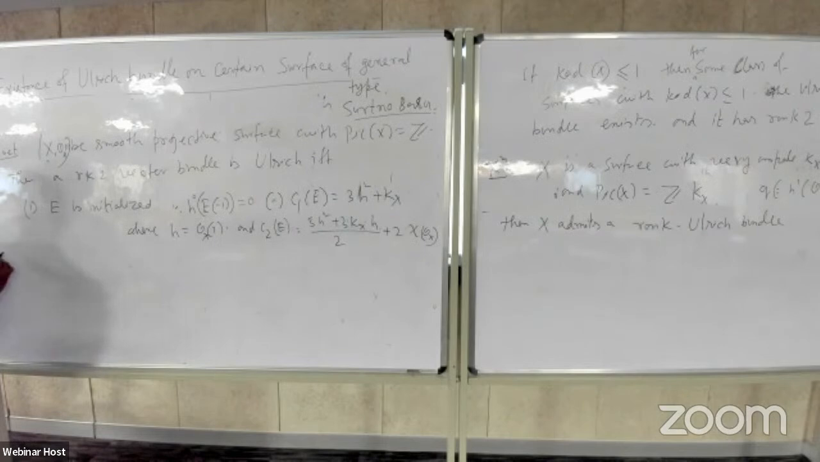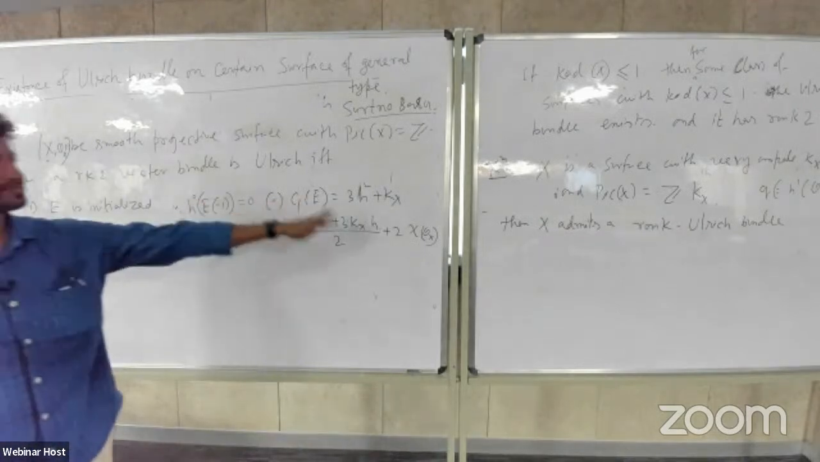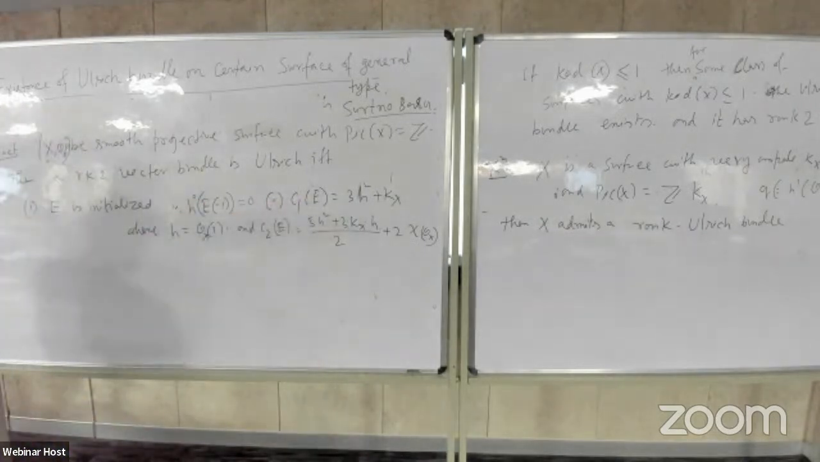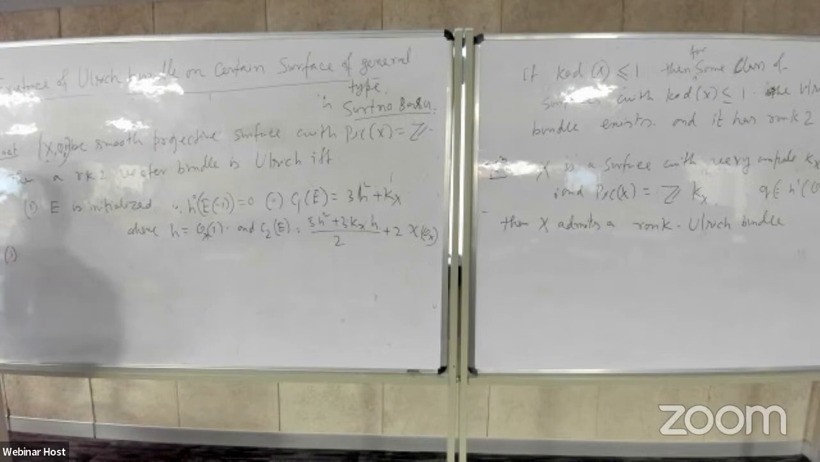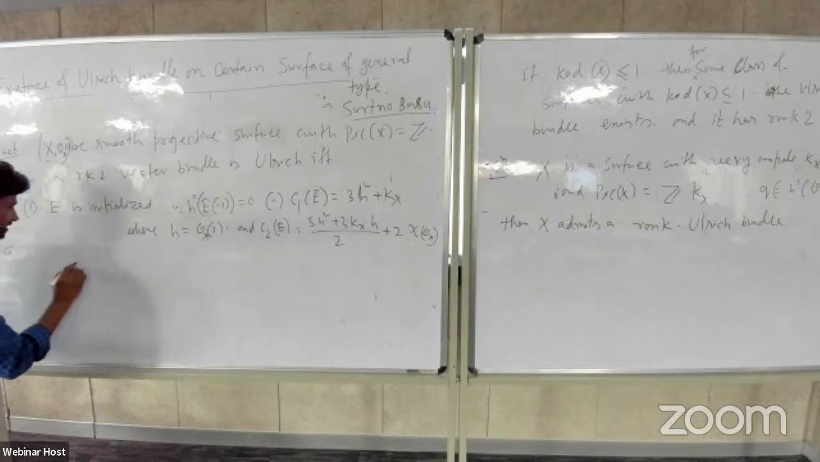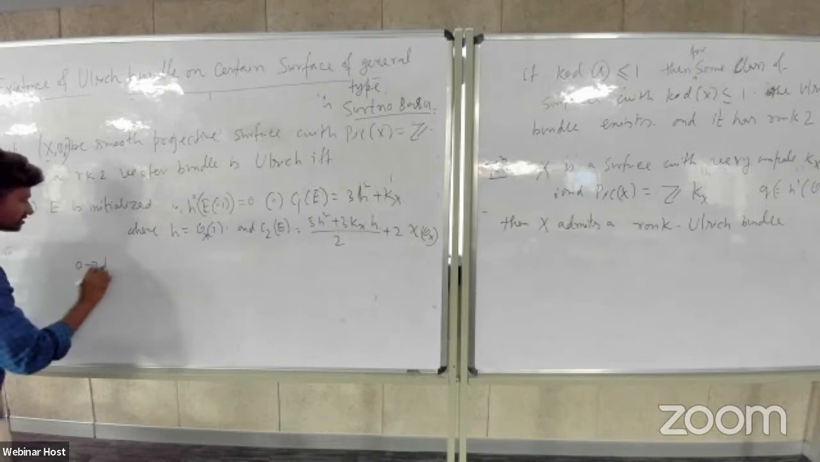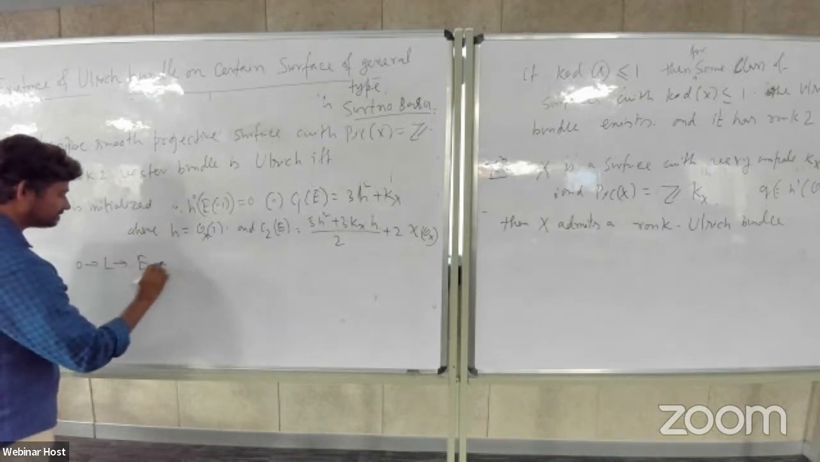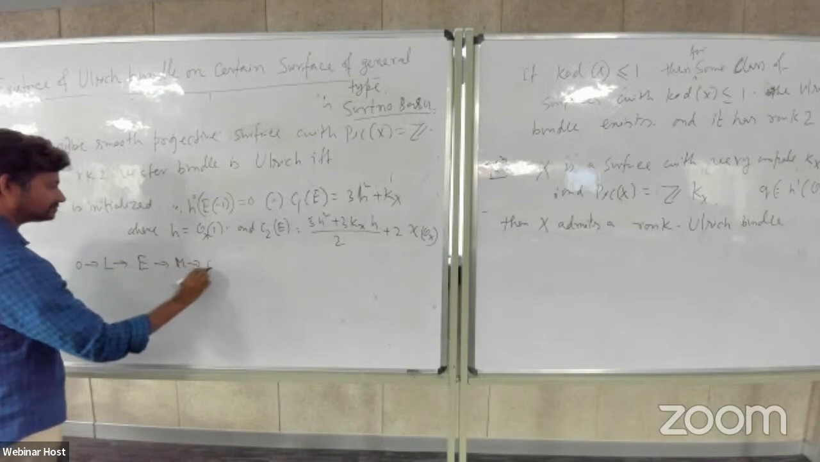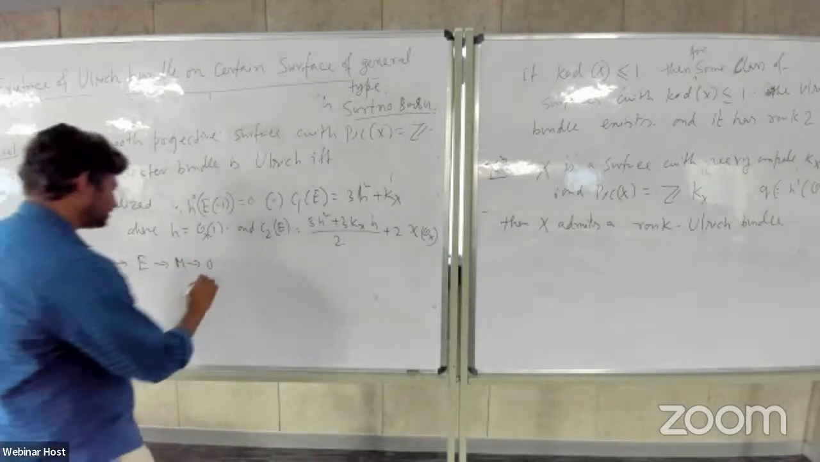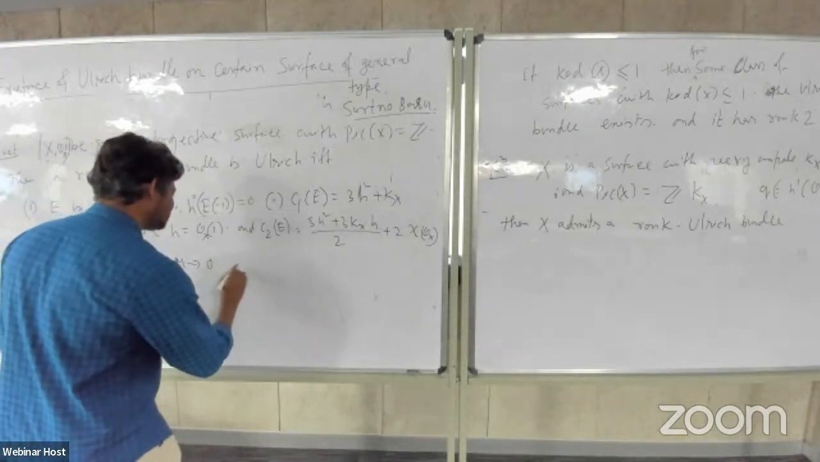So our goal is to construct a bundle which satisfies all these properties. So how to do it? There are three main steps. So one is that it is known that a Serre correspondence gives an extension to M. So E is a non-trivial extension.